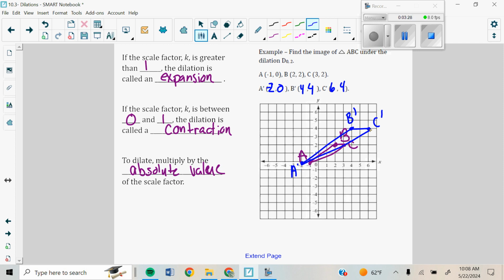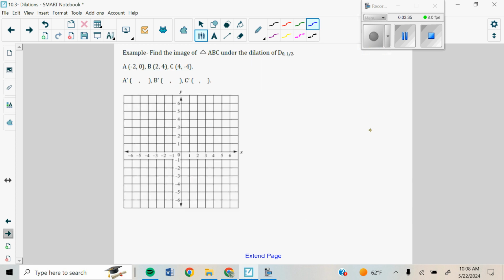All right. So dilations are actually kind of nice because they're not too difficult. We just multiply by the scale factor. So if we look here, let's go ahead and graph our original one. It's at 2, 0 for A. B is at 2, 4. Oops, I put a prime there. And then C is out at 4, -4. So we're going to go down this time. I threw that prime again. Okay, so we're going to connect all that.